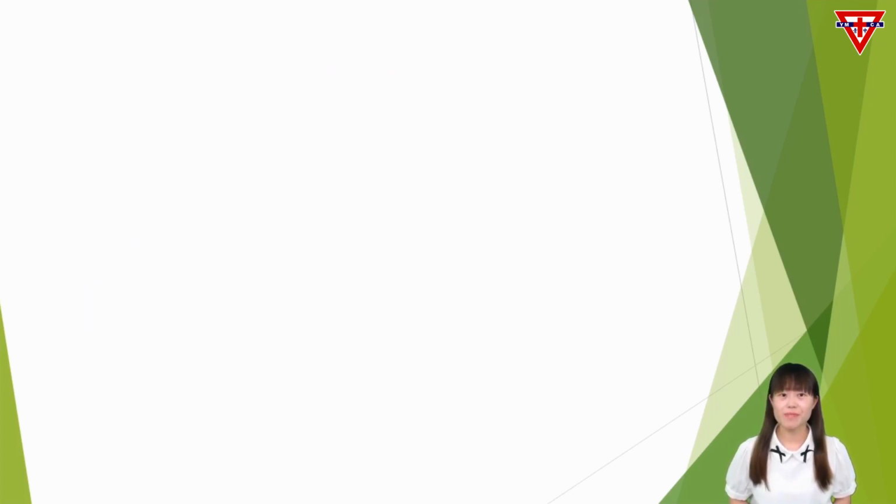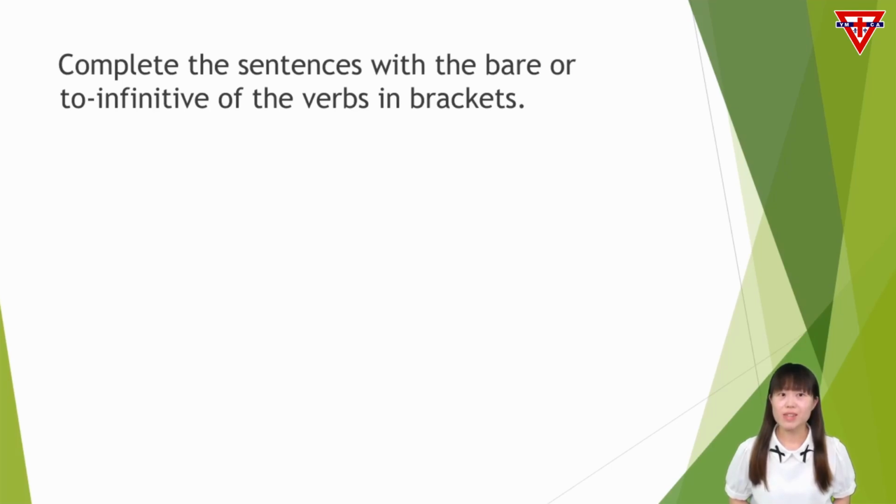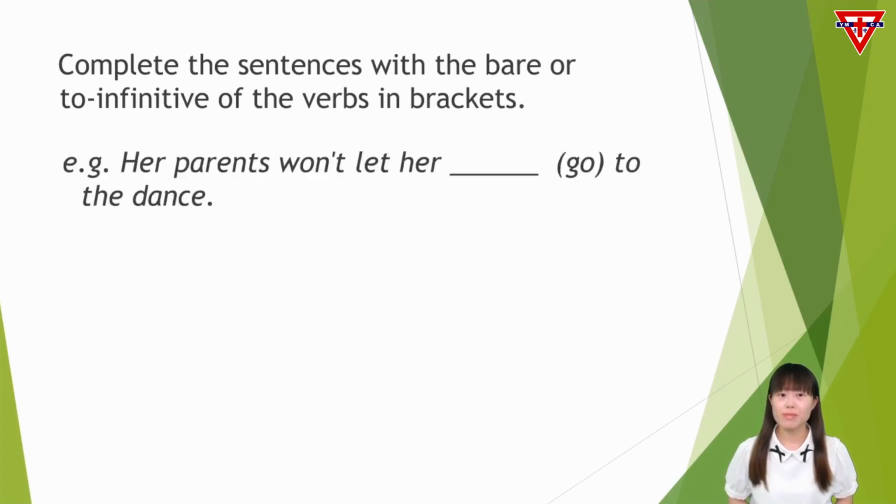Exercises. Complete the sentences with the bare or to infinitive of the verbs in brackets. For example, her parents won't let her something to the dance. The verb go is given here. As we have learned that let is followed by the infinitive without to in the active voice. So the bare infinitive go will be the answer.